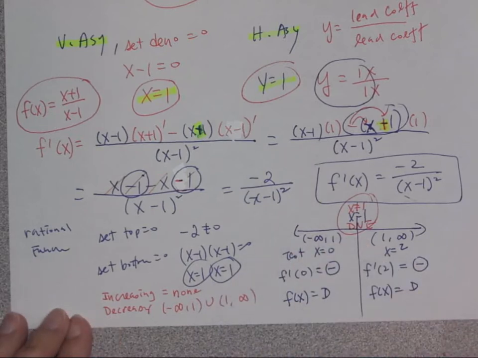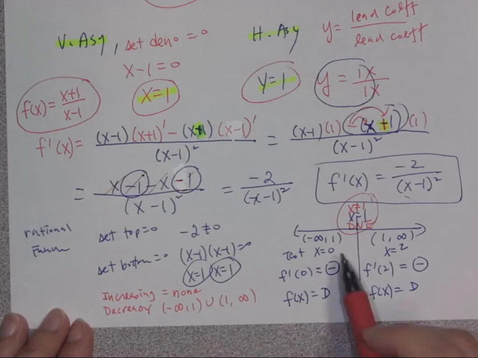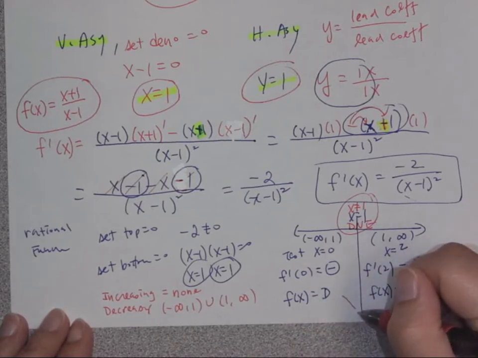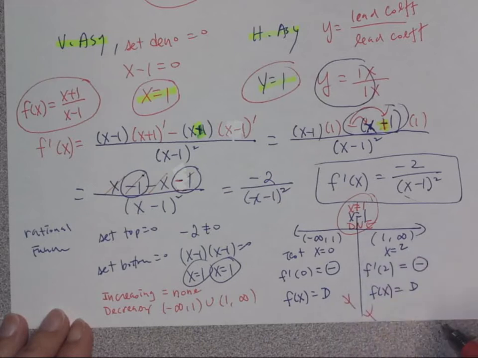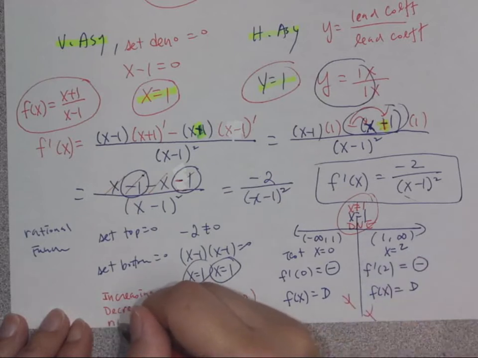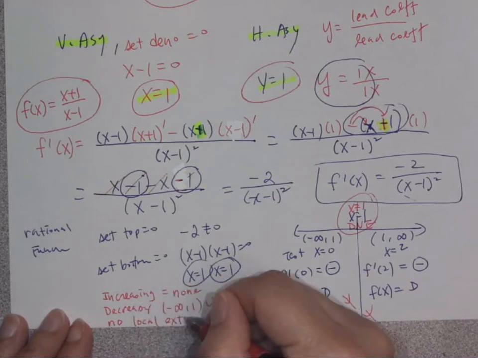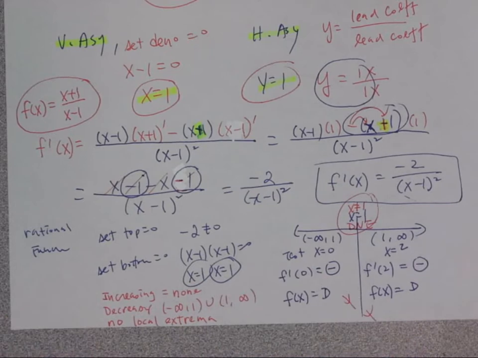So it skipped the vertical asymptote. All right. Because it's going down and down, going down and down some more, I don't have any local extrema, right? Or relative extrema. Okay, so that's one part of the question.